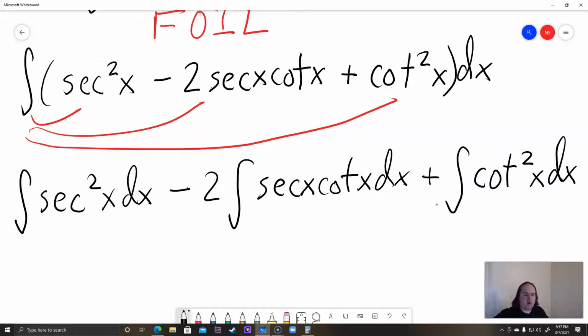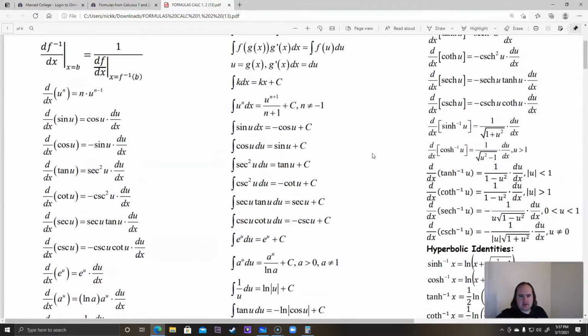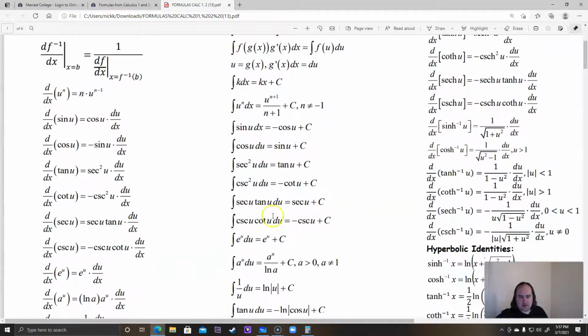Okay, so let's start with the integral of secant squared of x, because that's the easiest one. So if you go to your formula sheet, the integral of secant squared of u du is right here under antiderivatives on the first page. The integral of secant squared of u du equals tangent of u plus c. And that should make sense to you, because hopefully you remember that the derivative of tangent is secant squared. So that means the integral of secant squared is tangent, because derivatives and integrals are inverse operations.